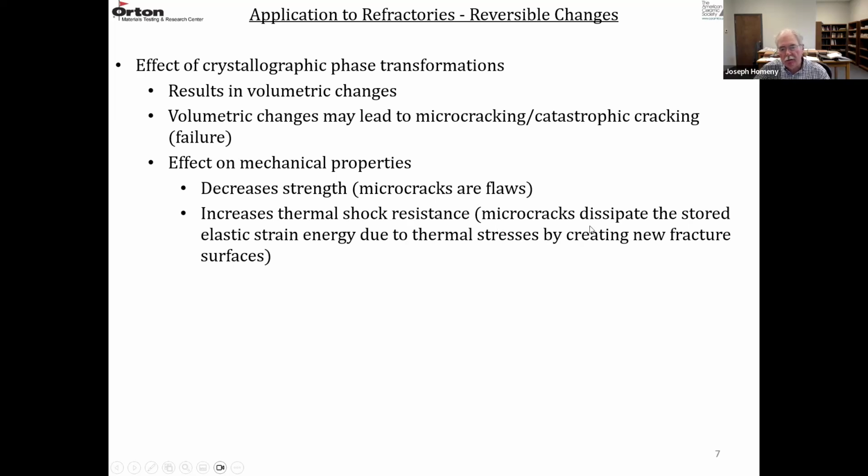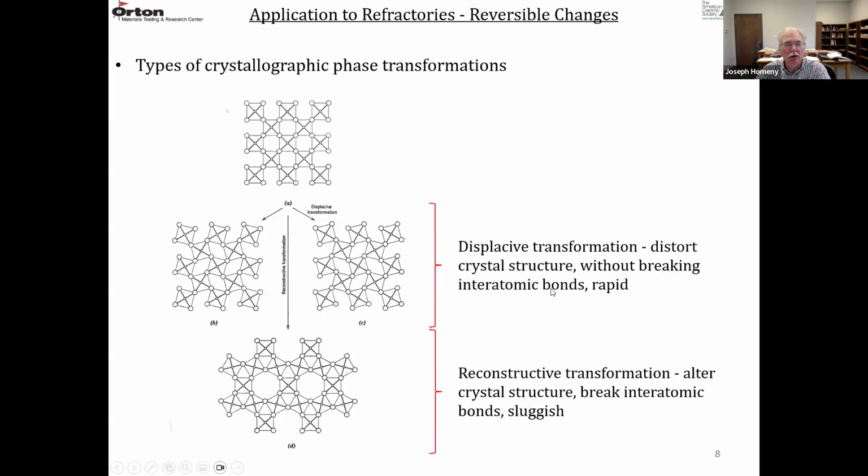So when microcracks form, they dissipate the stored elastic strain energy, which is the driving force for fracture. So microcracks dissipate stored elastic strain energy due to the thermal stresses by creating the new fracture surfaces. So you convert stored elastic strain energy to fracture surface energy. So microcracks hurt the strength, but they improve the thermal shock resistance.